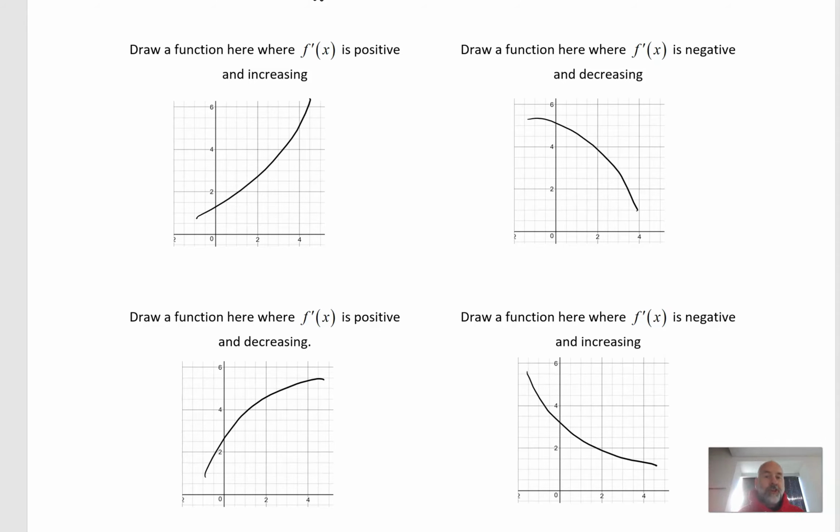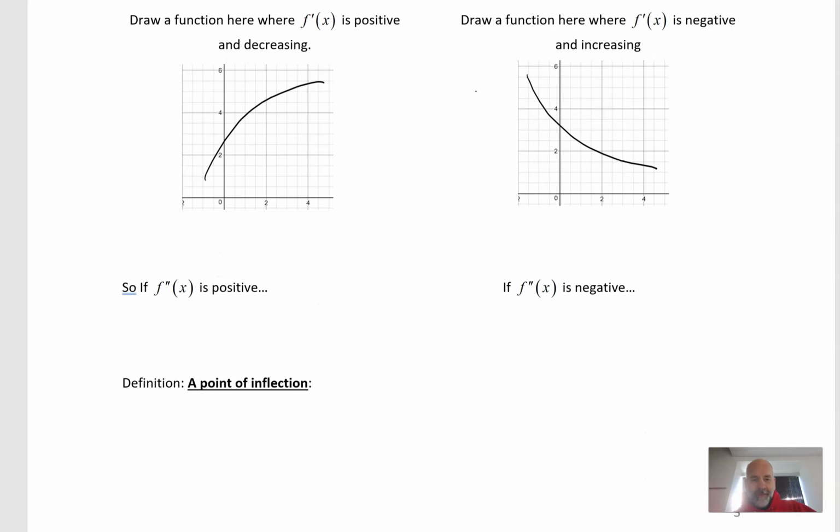Okay, and here are my pictures. In the first one, the derivative is positive, but it's getting bigger and bigger as you go. The next one is negative and decreasing, which means getting more negative. But on this fourth one, sometimes people get confused. It's negative and increasing. That means if it's already negative, it must be getting closer to zero, so it's flattening out. The function is decreasing, but the derivative is increasing on this one in the lower right.